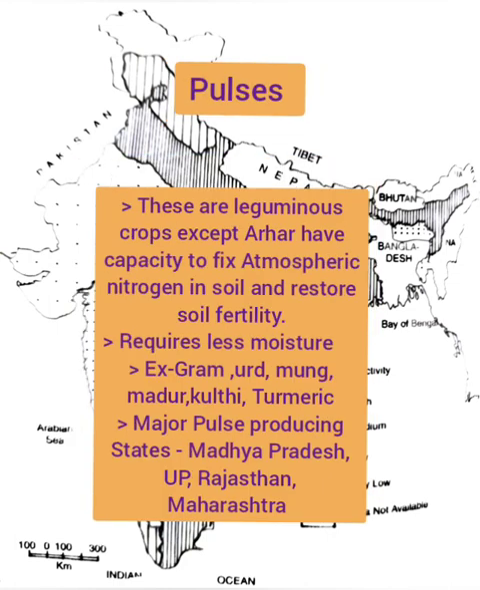Pulses, these are leguminous crops except arhar, having the capacity to fix atmospheric nitrogen in the soil and restore soil fertility. Requires less moisture. Major pulse producing states are Madhya Pradesh, UP, Rajasthan and Maharashtra.